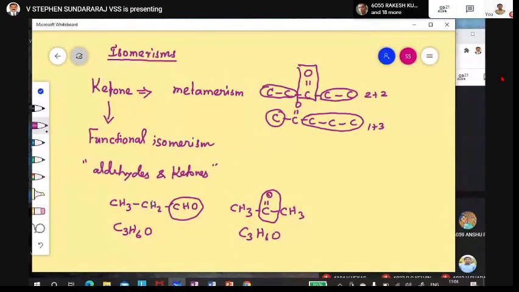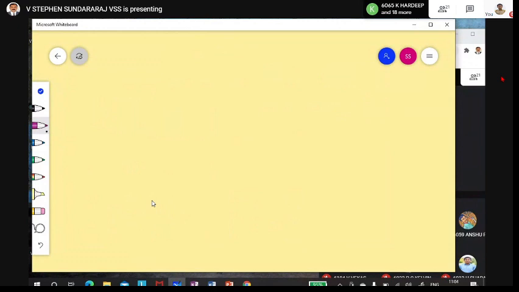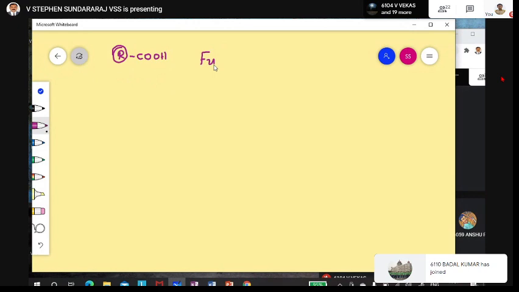Now the next is carboxylic acid. I used to write RCOOH. Here they will have chain isomerism. If the alkyl group chain has a branch or no branch, it comes under chain isomerism. Apart from that, it will again show functional isomerism.